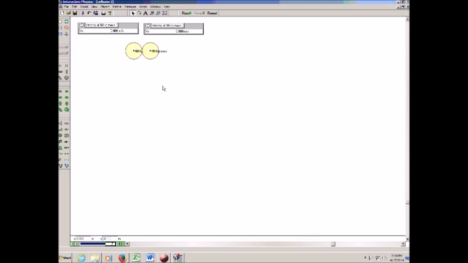On the next page, they say, what pattern do you notice in the collision? Hopefully it's going to be conservation of momentum. And then write out a mathematical equation that represents this pattern.